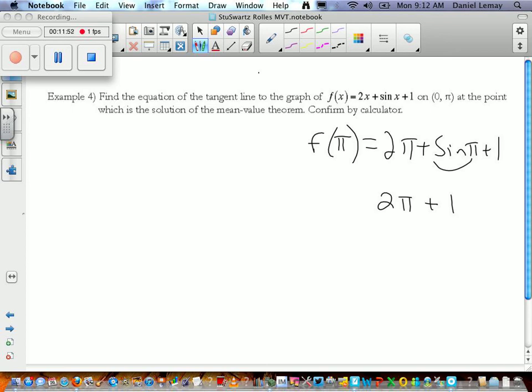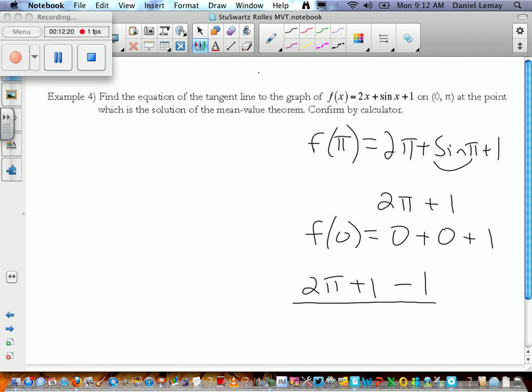Okay, and then what's f of 0? Well, 2 times 0 is 0, plus the sine of 0 is 0, plus 1. So that's our f of b minus f of a. So f of b is going to be 2 pi plus 1 minus f of a, which is 1, all over b minus a. Well, that's going to give me, let's see, the 1's cancel, the pi's cancel. The slope of the secant line is 2.